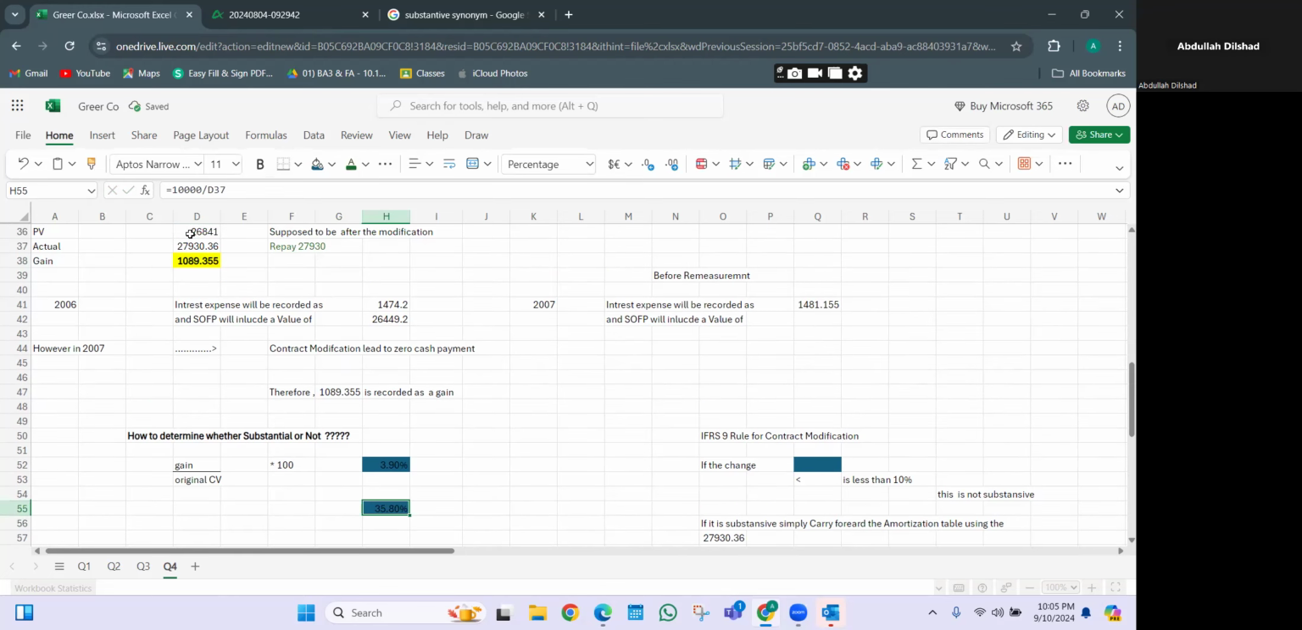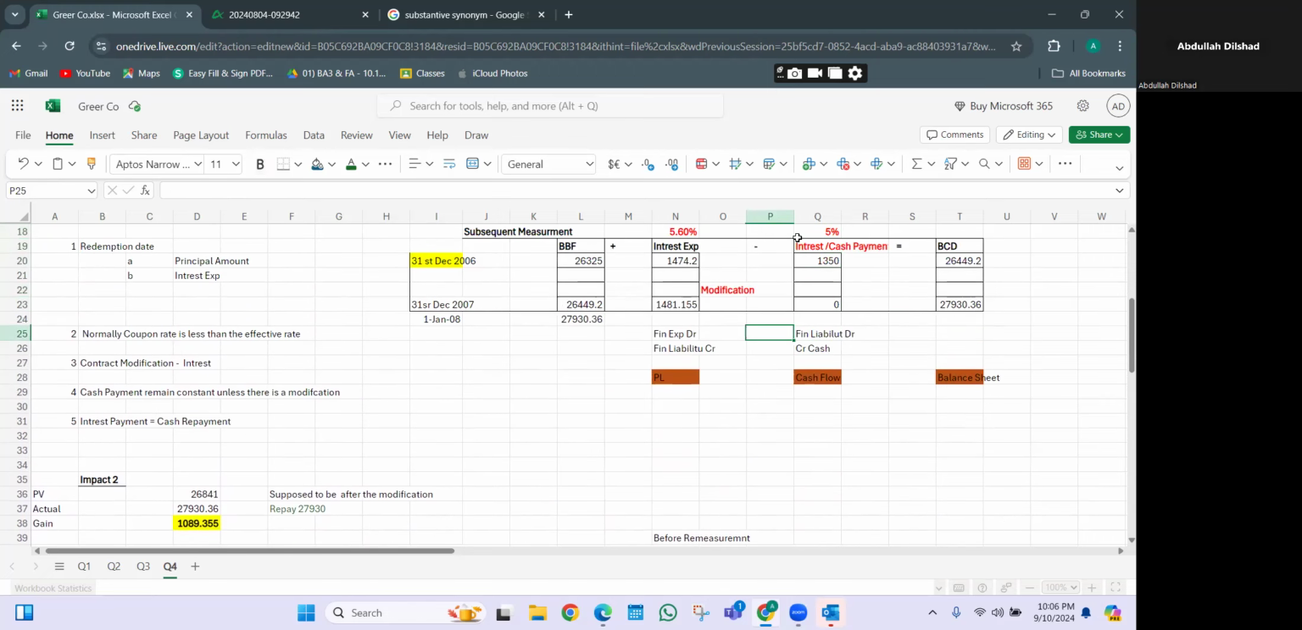If your impact was more than 10%, now see, this is hypothetical, right? This is an estimate. If my impact was beyond 10%, what I need to do is remeasure. I need to remeasure at what? On 1st January 2008. I need to remeasure it not at 27,930.